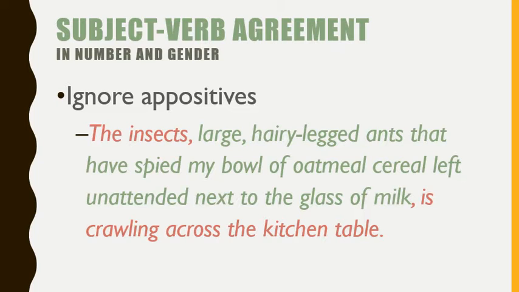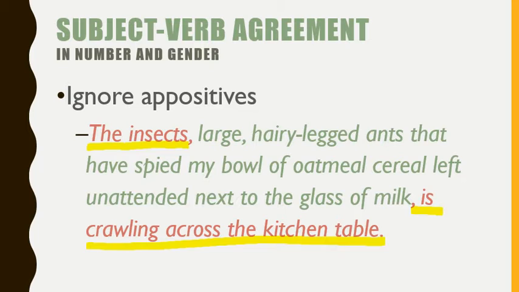So the actual sentence might be a very simple one. The test writer begins with a simple sentence like, the insects is crawling across the kitchen table. But what they want to do is make it more confusing by inserting words here and there just to confuse you. So one tactic is to add an appositive, and they can make it very long. In this case, I intentionally made a very long appositive just to show you as an example.